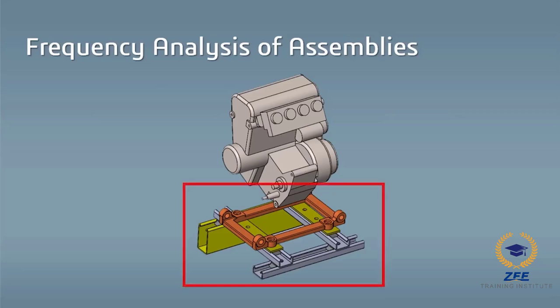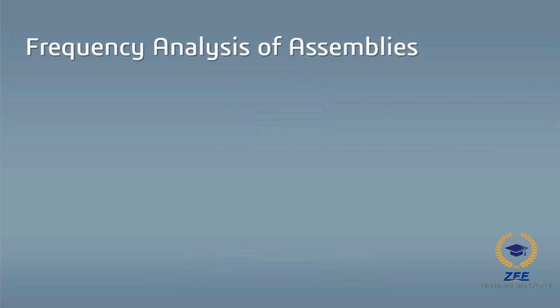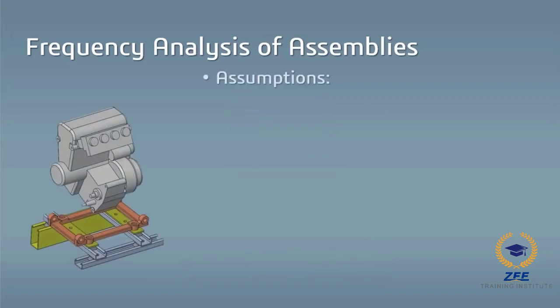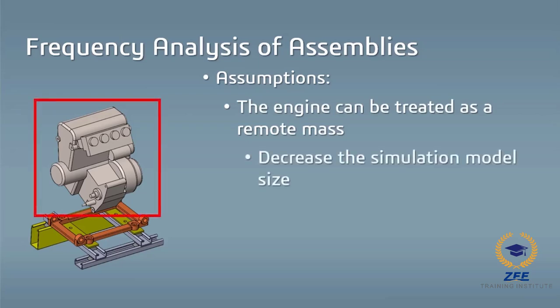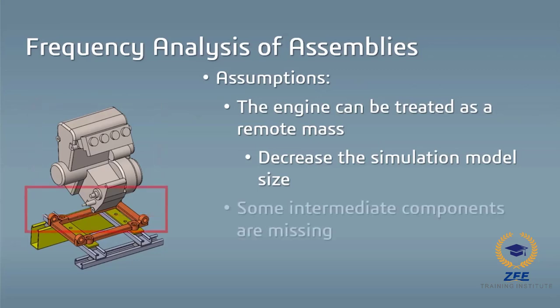In this model, the lower frame supports a heavy engine. I want to analyze the frame to determine if there are any natural resonant frequencies which could be excited by the vibration from the motor. However, before I begin the frequency analysis, I want to mention a couple of assumptions which will be made with regards to the analysis. For the first assumption, the engine can be treated as a remote mesh in this model. Since the support frame is the focus of the frequency analysis, this will decrease the simulation model size with an accurate representation of the global system.